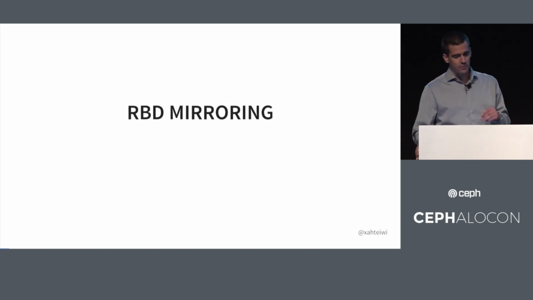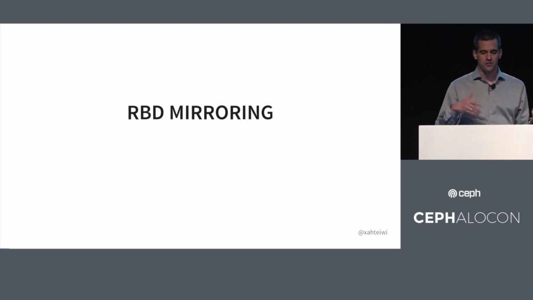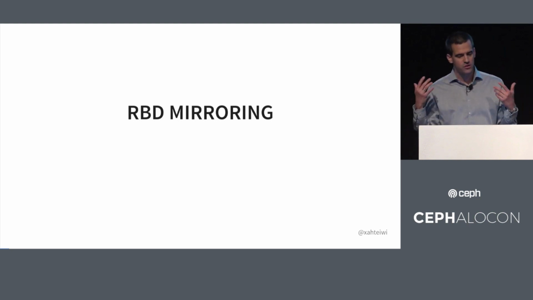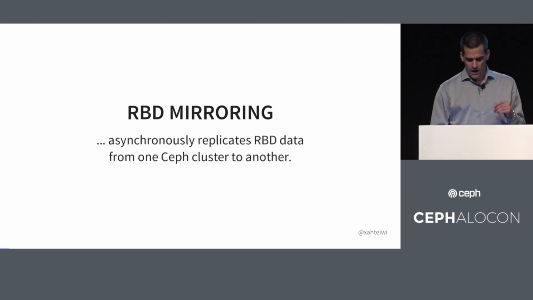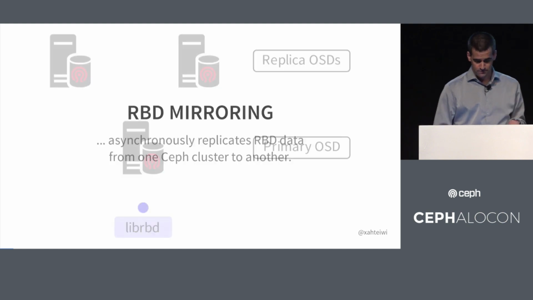So what is RBD mirroring good for? RBD mirroring serves the purpose of asynchronously replicating RADOS block device data from one Ceph cluster to another. And now, to understand how and why that's useful, we'll have to back up a little bit and look at how replication in a Ceph cluster normally works.